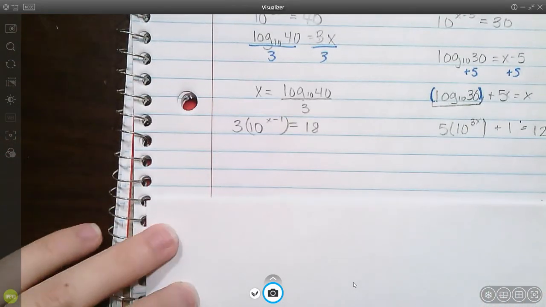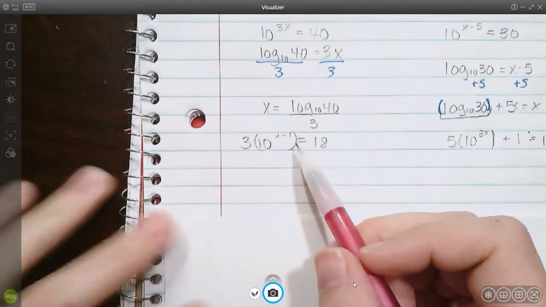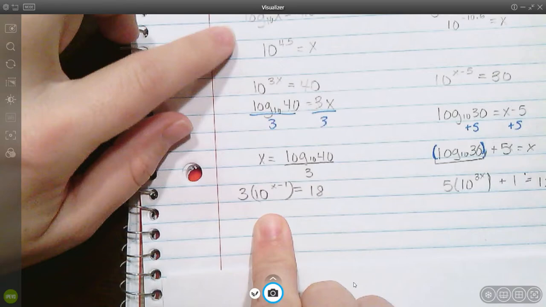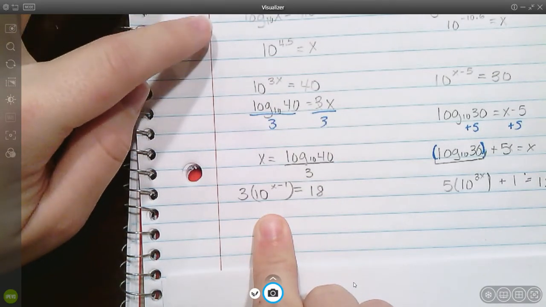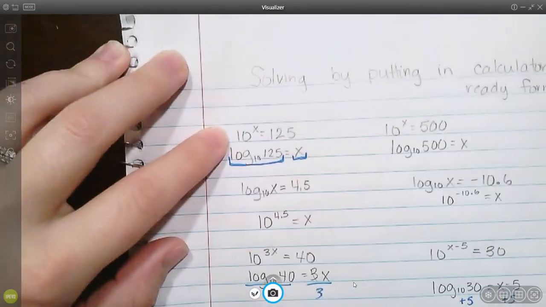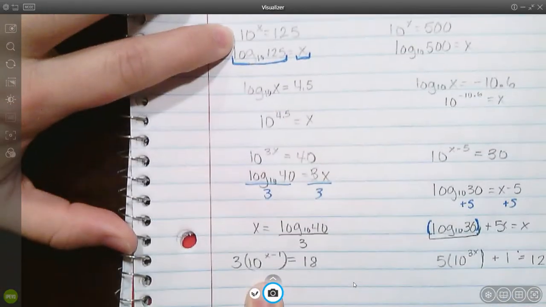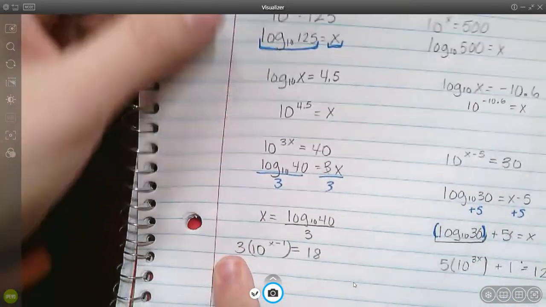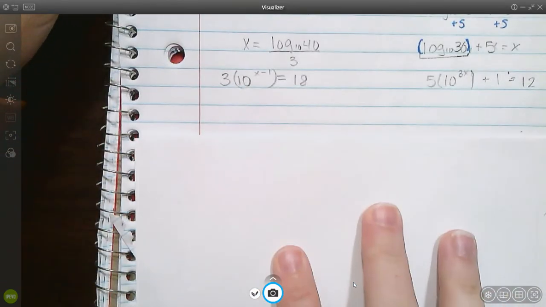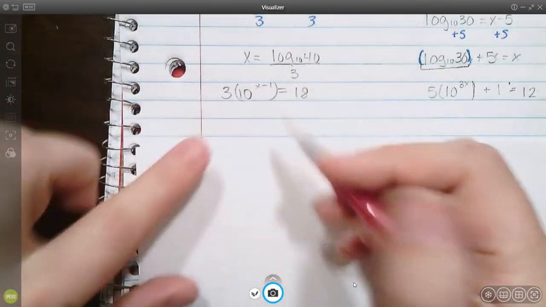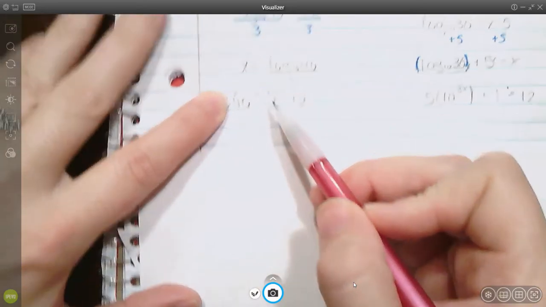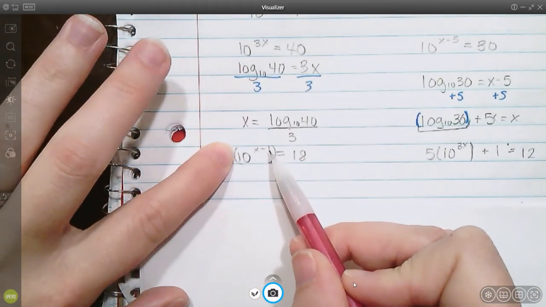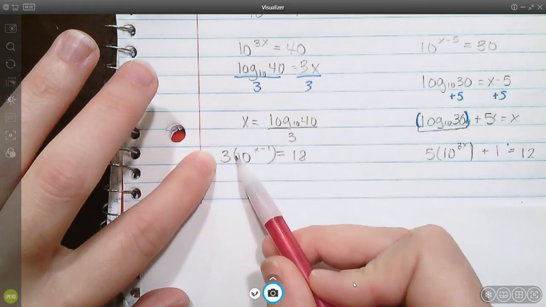Okay, a few more. This one, so if you notice, this is going to be different from, let's see, this first problem because this has a 3 out front. So before you can put something in log form, you have to make sure that you have just a base. That's so hard to see, sorry. You have just a base and just an exponent. So this says 3 times all of this.